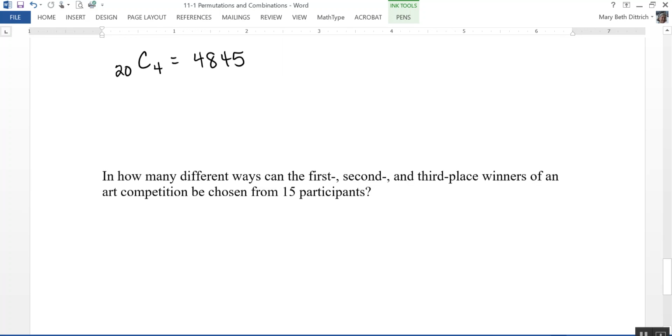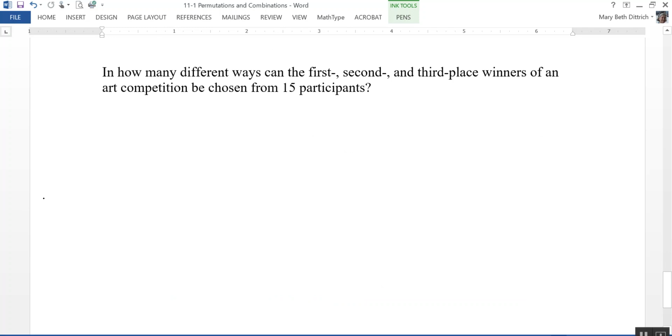And let's take a look at our last example here. How many different ways can the first, second, and third place winners of an art competition be chosen from 15 participants? Because I need to have a first, a second, and a third place, this is going to be a permutation because order matters. Okay. And I'm choosing from 15, and I'm going to pick 3 of them.